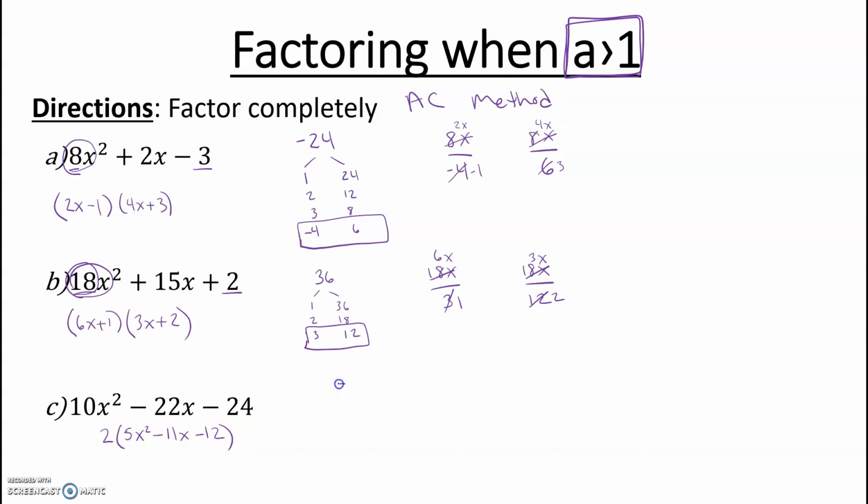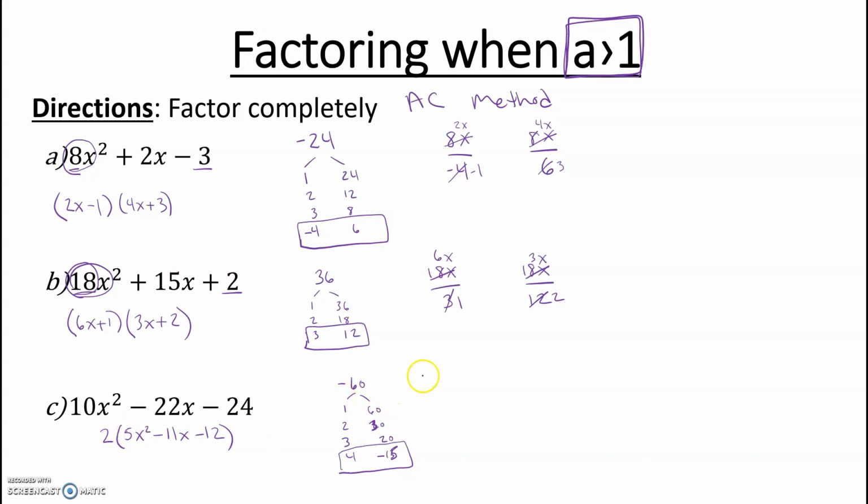5 times negative 12 is negative 60. We got 1 and 60, 2 and 30, 3 and 20, 4 and 15, and I think we can stop. So we want negative 11, right? Negative 11. So it looks like 4 and 15 subtract to 11. We want 4 minus 15 to get a negative 11.